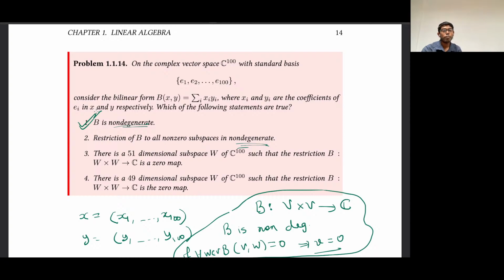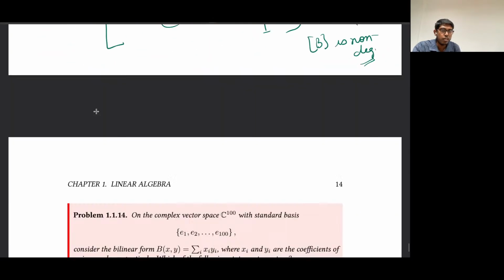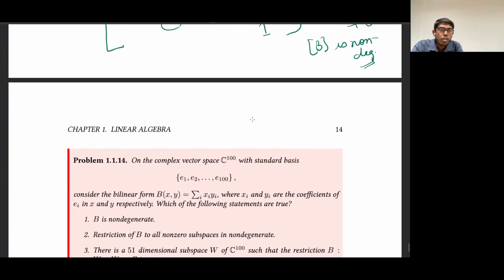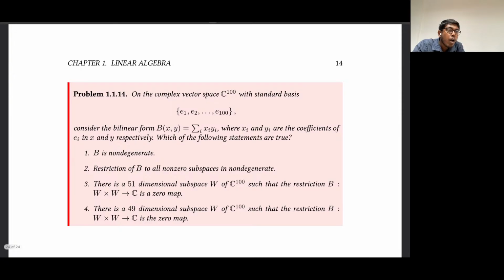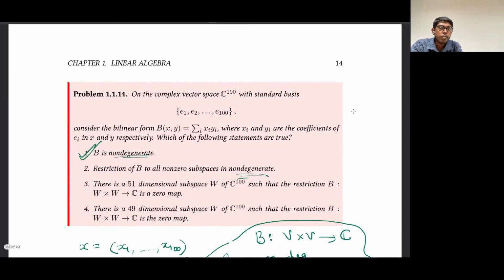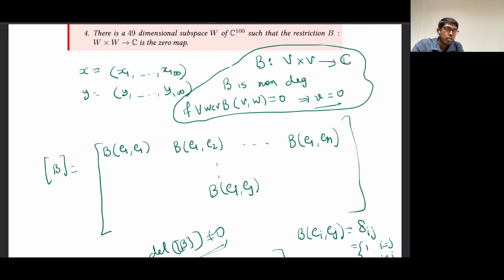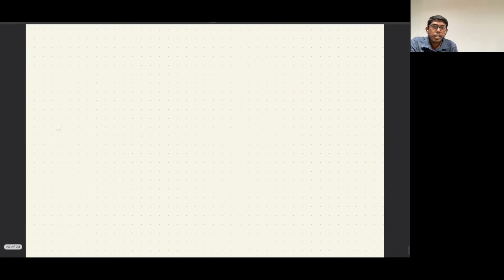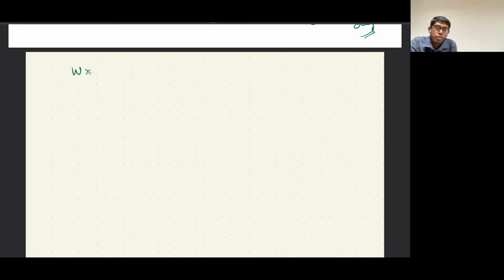Now the second option is: restriction of B to all non-zero subspaces is non-degenerate. So now B is non-degenerate, and it is asking that if I restrict B to some subspace of V, then is it also non-degenerate? Let's see. Let's add a new page. So what it says is that if I restrict B on this, then also B is non-degenerate.